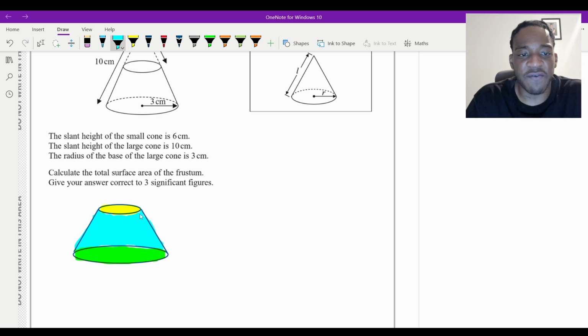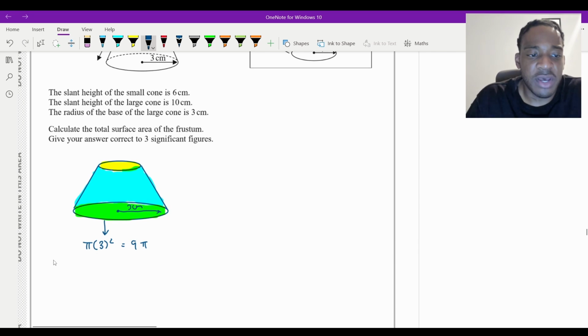We need to work out these areas here. Firstly, we know the one on the bottom, isn't it? Because the radius, as given in the diagram, is 3 centimeters, and this is a circle. So we can just use pi r squared. So this area here is just going to be pi times 3 squared, and this is equal to 9 pi, isn't it? So that's one area. 1 down, 2 to go.